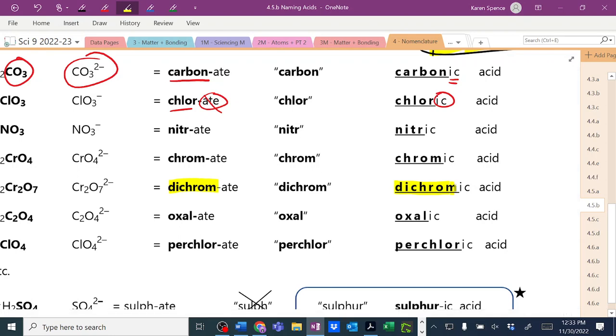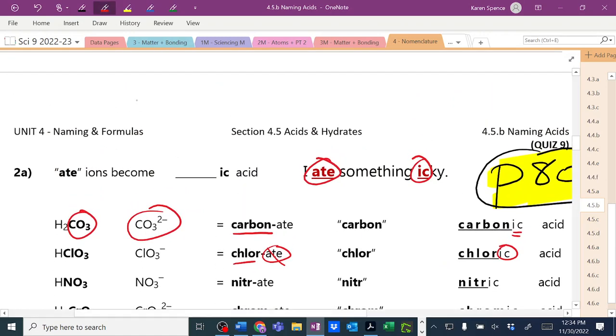What kind of ion gives you the hydro-ic? Yeah, that's our ide ion. Okay, my ride has hydraulics, if you remember that. So if we had HCl, that would be chloride. We would have hydrochloric acid.